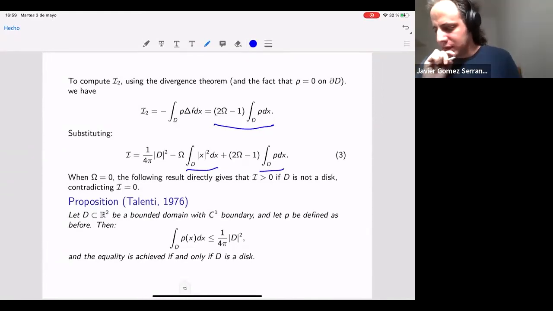So if omega is 0, which means that this term is not here and this term is not here, then we need to compare simply the integral of P with the area of T.